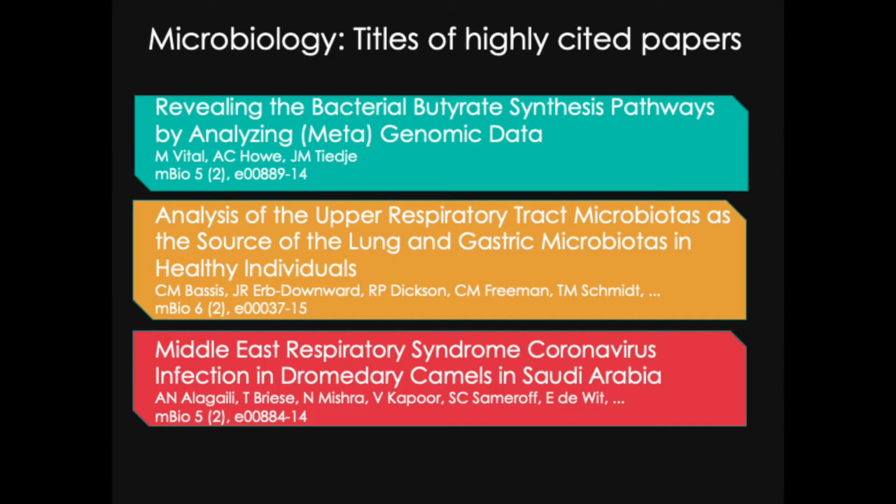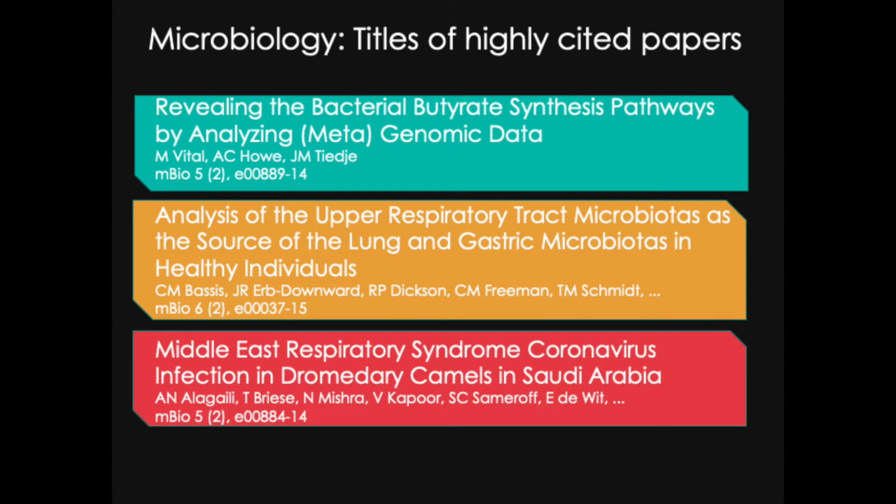How about microbiology? Let's look at a few titles there. The first one we're going to look at says Revealing the Bacterial Butyrate Synthesis Pathways by Analyzing Metagenomic Data. What kind of title is that? That is a descriptive title. Analysis of the upper respiratory tract microbiotas as the source of the lung and gastric microbiotas in healthy individuals. Another descriptive title. And finally, Middle East Respiratory Syndrome Coronavirus Infection in Dromedary Camels in Saudi Arabia.